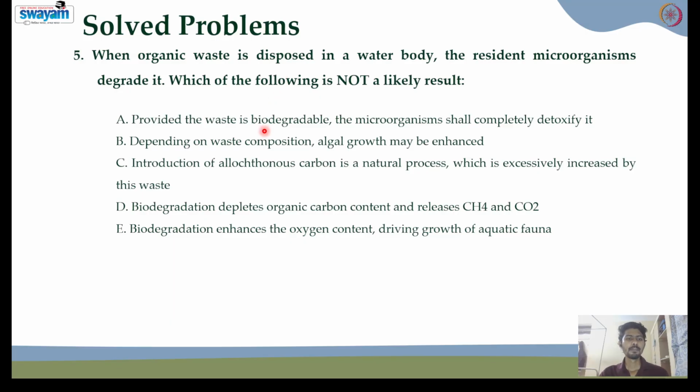Option A, provided the waste is biodegradable, the microorganisms shall completely detoxify it. Option B, depending upon the waste composition, algal growth may be enhanced. Option C, introduction of allochthonous carbon is a natural process which is excessively increased by this waste. Option D, biodegradation depletes organic carbon content and releases CH4 and CO2. Option E, biodegradation enhances the oxygen content and drives growth of aquatic fauna.